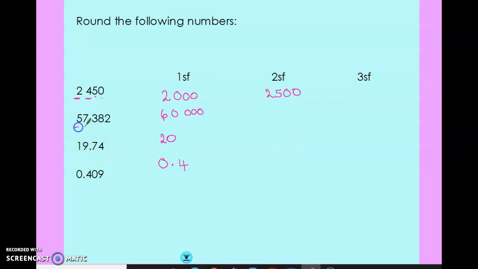Next one, 5, 7 is my 2 significant figures. After that I've got 3, so that doesn't change anything. So I've got 5, 7, 1, 2, 3 spaces left, so I fill them in with zeros.